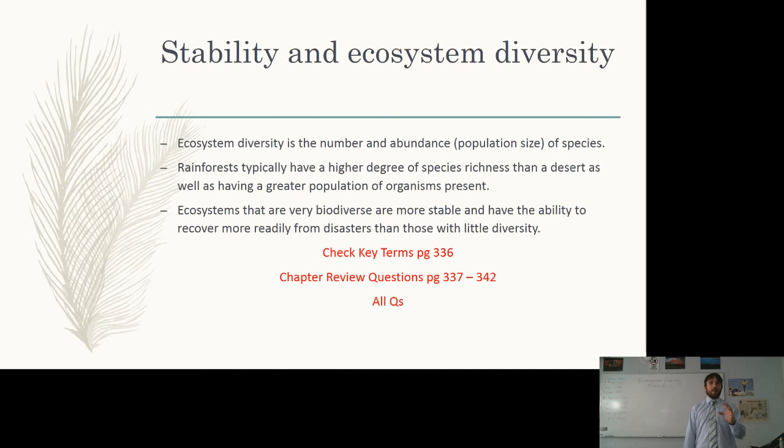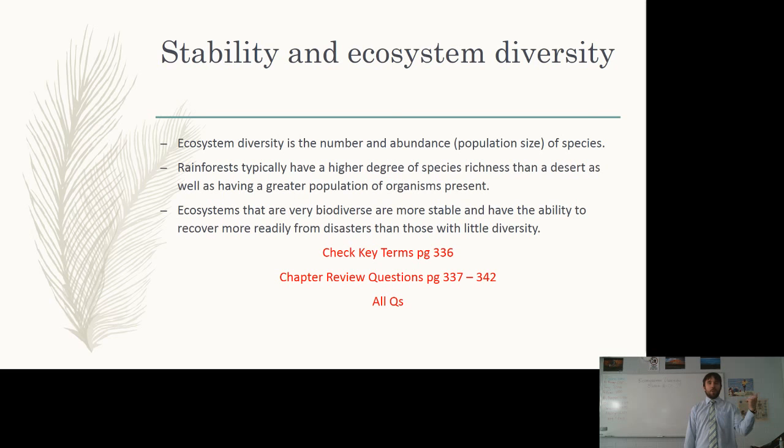Where we're looking now at stability and ecosystem diversity is the number and abundance, the population size of species found in an area. Now, if we look at a particular example, rainforests, they have a higher degree of species richness than a desert. So we're talking there about greater population diversity than a desert will have. They also typically have a greater population of organisms.